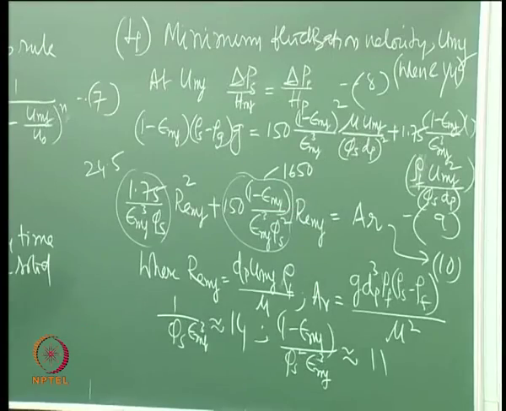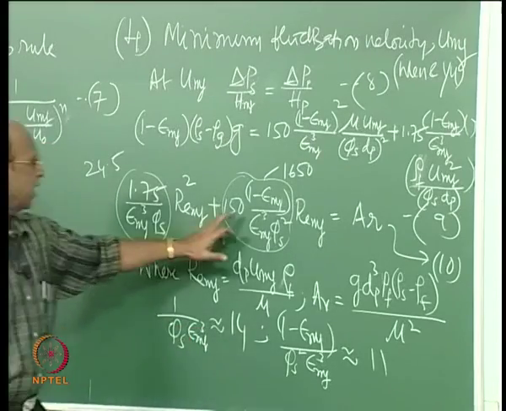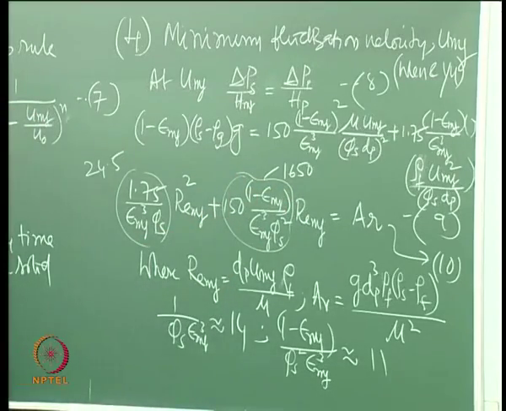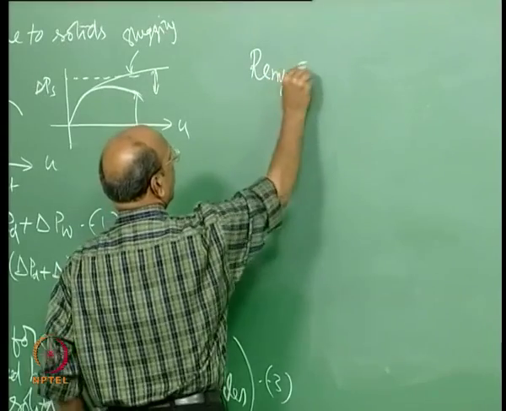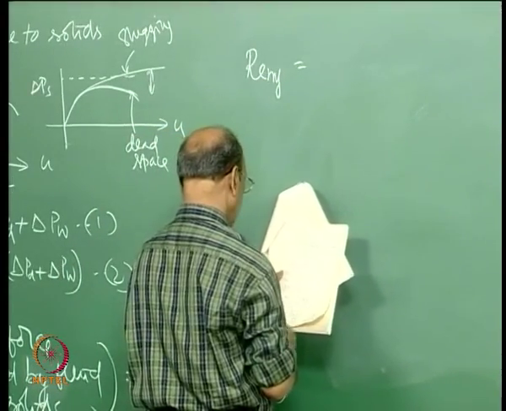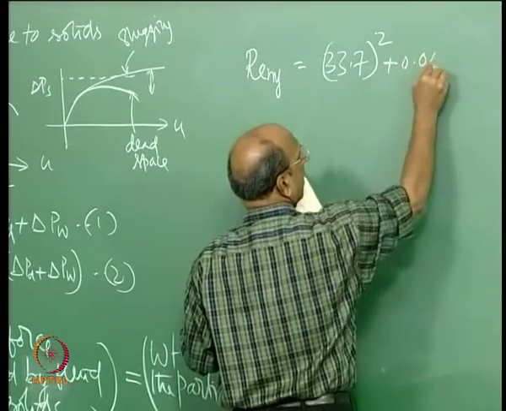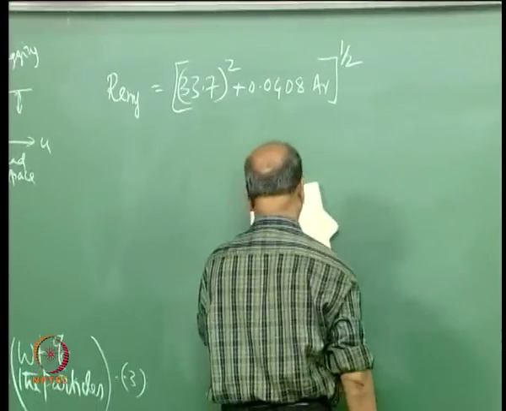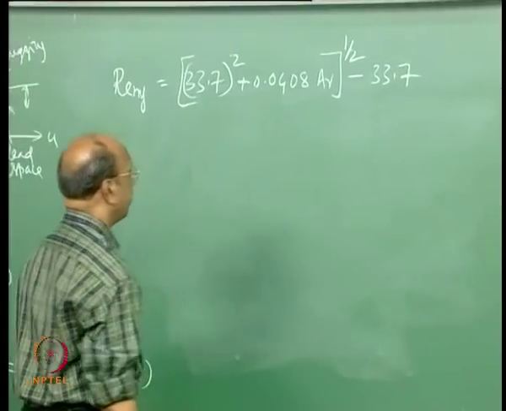Now that is a quadratic equation which you can easily solve. This constant 24.5 is multiplied by Re_mf square, using these two, and 150 into 11 is 1650. If you solve that, the equation you get for minimum fluidization velocity is Re_mf equal to the square root of (33.7)² plus 0.0408 times the Archimedes number, minus 33.7. This is called the Wen and Yu equation, even now very widely used.